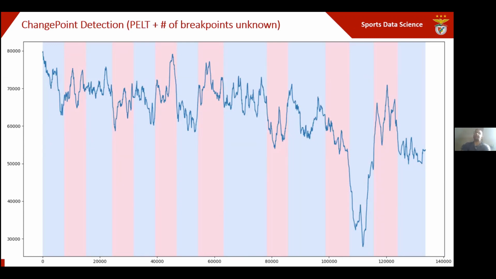But the whole goal of using change point detection when we don't know the number of breakpoints is to try to identify different segments in the game where we think players are playing above their match average or players are playing below their match average. And this is a concept that I will really come back to towards the end.